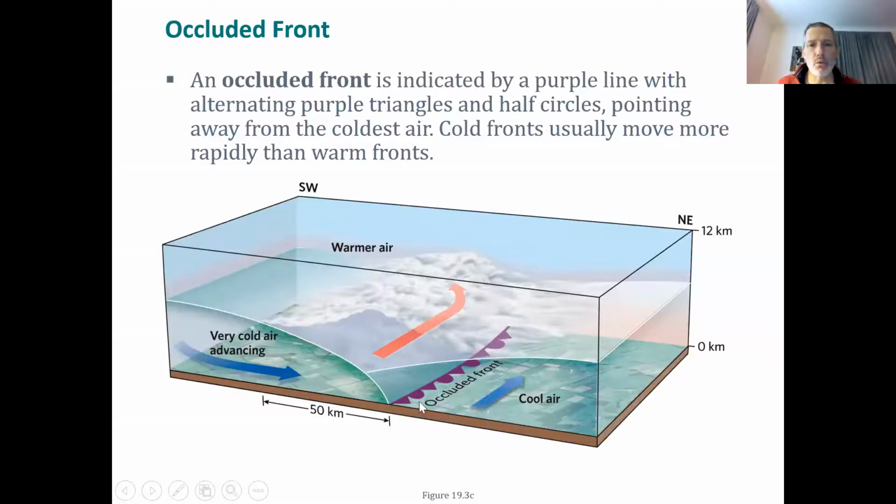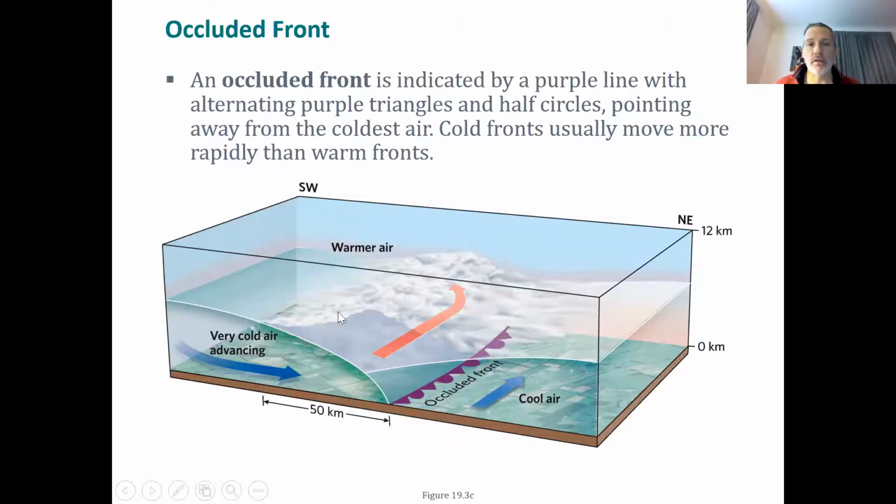So right at that occluded front, you're getting this mixing of air where you may end up with clouds and rain. This is going to push all of the warm air up. To show this, it's usually in purple, or I have also seen where they will alternate a blue triangle followed by a red circle. These are all in the same direction because the air is getting pushed in from our vantage point here to the right of the screen. And the cold front, again, is moving faster than the warm front.